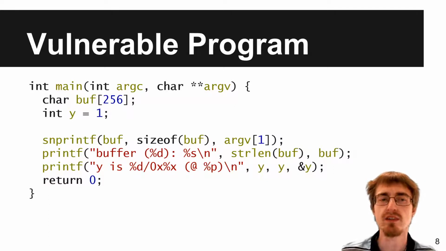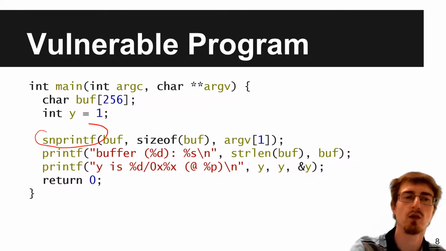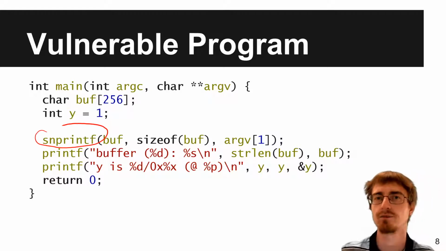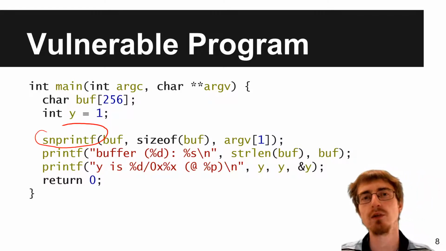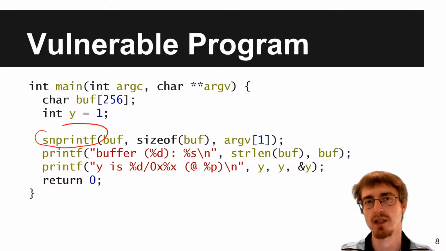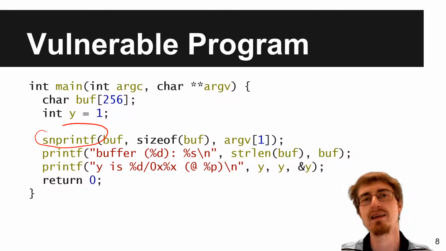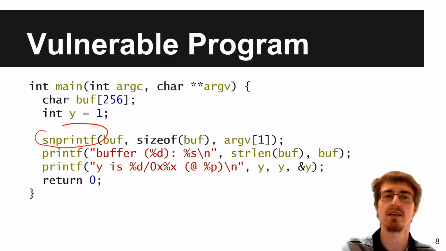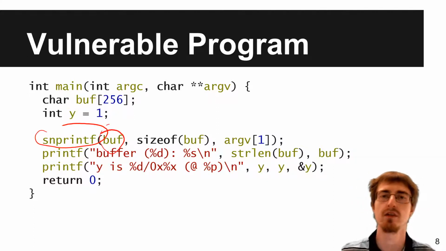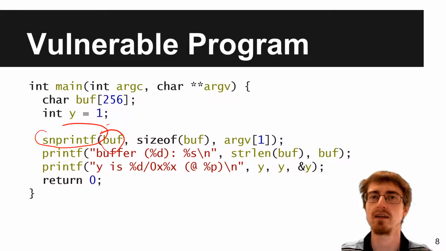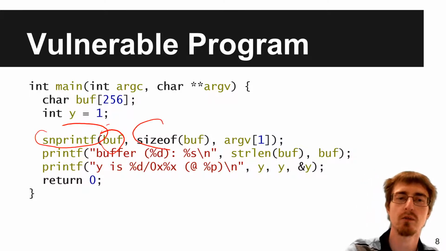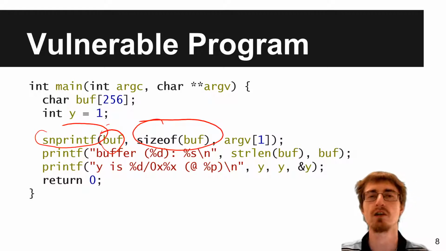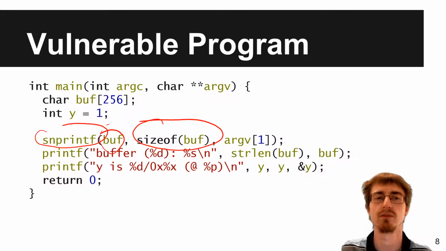So in this case, the vulnerability is in the call to the snprintf function. So what does snprintf do? Well, it formats a string and then writes the result to another string. And the n indicates that the length of the string is specified. So in this case, the target is buff, which is 256 bytes, and we also tell snprintf this. So this avoids a buffer overflow, which is nice.